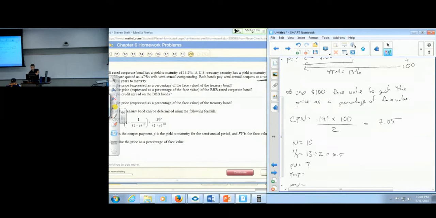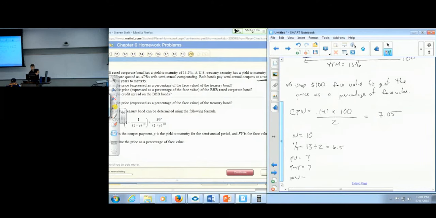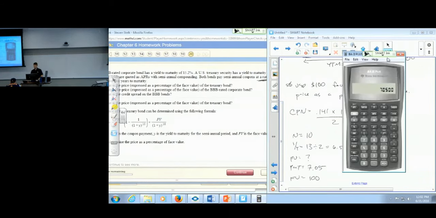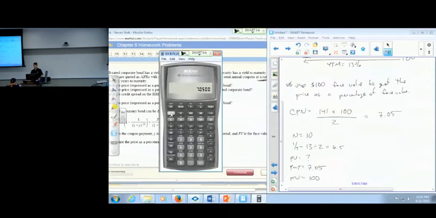Present value is what I'm looking for. What about my payment? 7.05. And future value? 100 in this case. Awesome. Just for the sake of consistency.